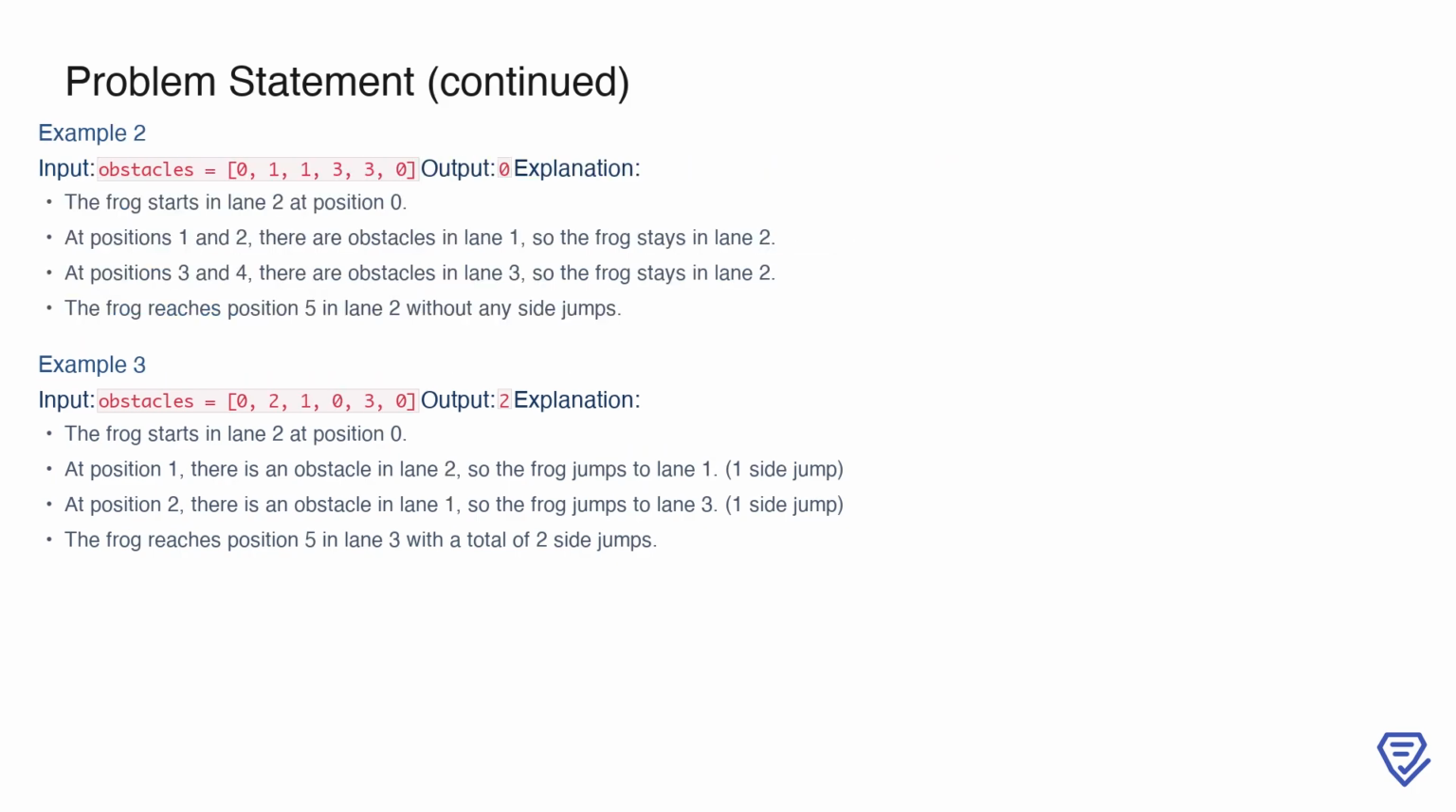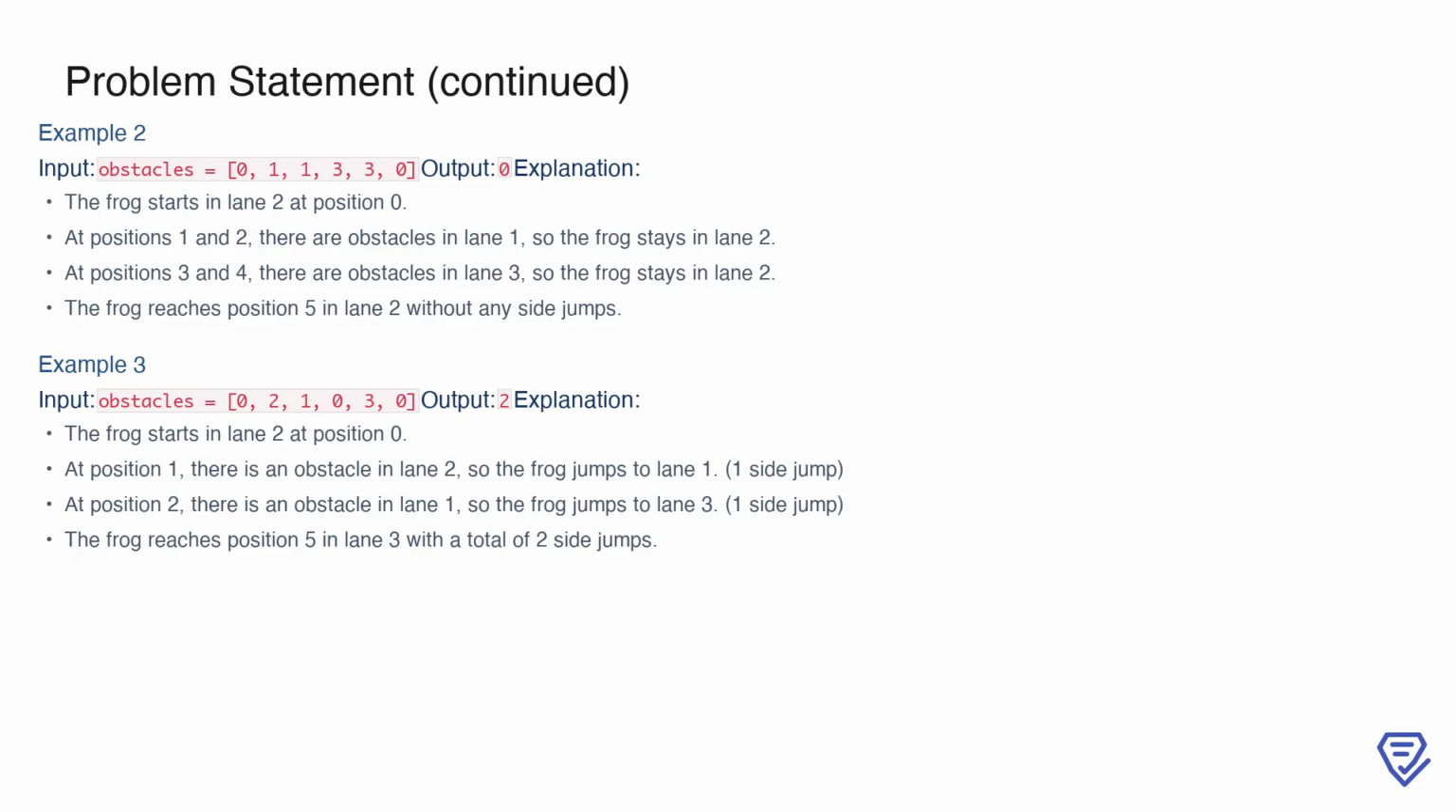Let's look at another example. For obstacles equals 0, 1, 1, 3, 3, 0, the frog starts in lane 2 at position 0. At positions 1 and 2, lane 1 has obstacles, so the frog stays in lane 2. Then, at positions 3 and 4, lane 3 has obstacles, so the frog continues moving forward in lane 2. By the time the frog reaches position 5, it has not made any side jumps, so the output is 0.